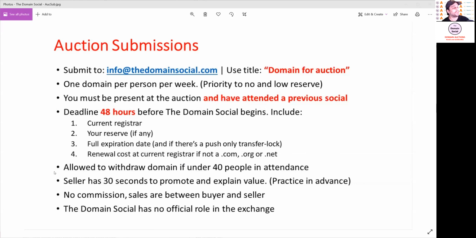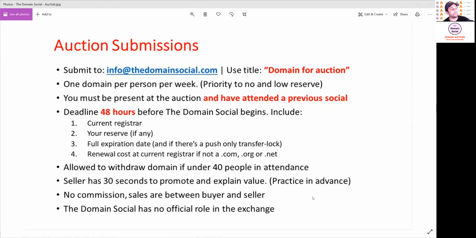So once your domain is up, and I announce the domain, you'll have 30 seconds thereabouts to promote and explain the value of the domain. So try to practice in advance. Get your data points prepared in advance, and any stats or anything like that.